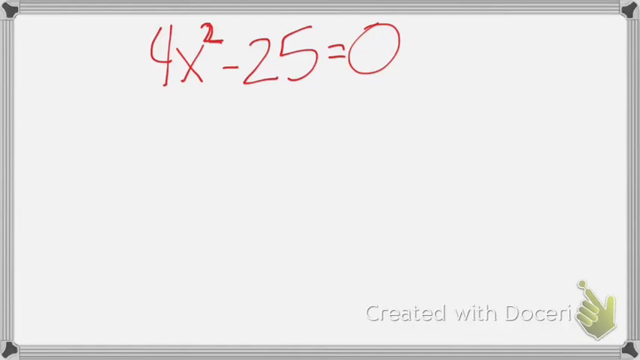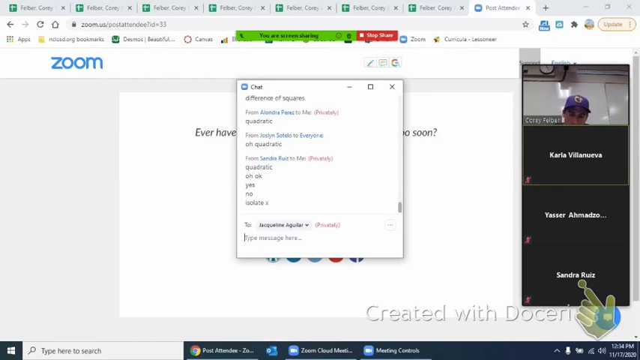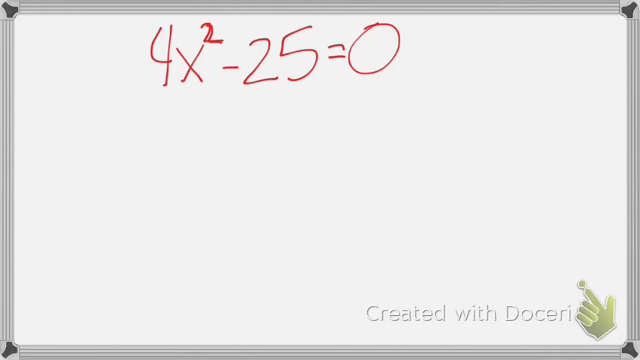So are we going to factor or are we going to isolate the x? Okay, does anybody want to see it factored? Does anybody want to see how to factor it? One person said isolate the x. Nobody else said anything.